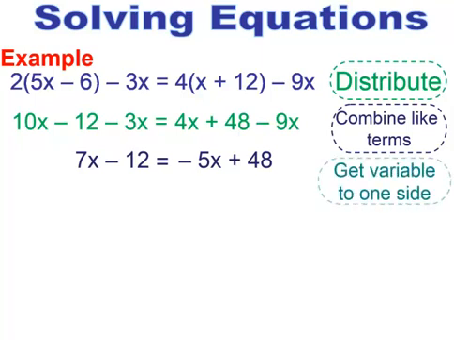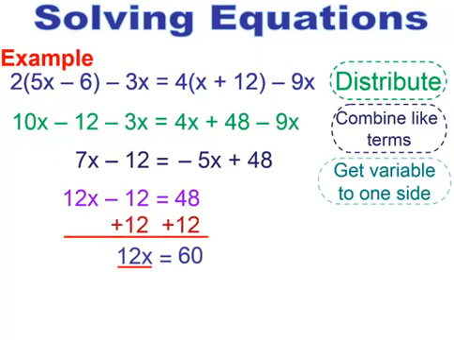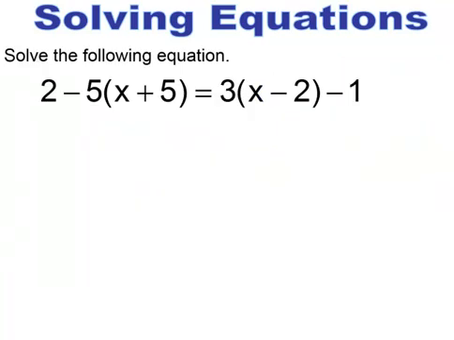Now I need to get the variables on one side of the equal sign. And in this case, I chose to move the 5x over to the 7x. And because it's negative 5x, I added 5x to both sides, and that's where the 12x comes from. And I have the minus 12 equals 48. Now I'm a two-step equation. I'm going to add 12 to both sides, and then I'm going to divide through by 12, and I get x equals 5. Pause and try.